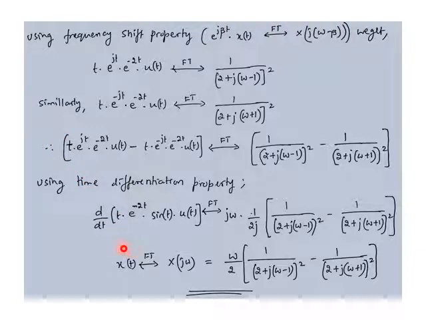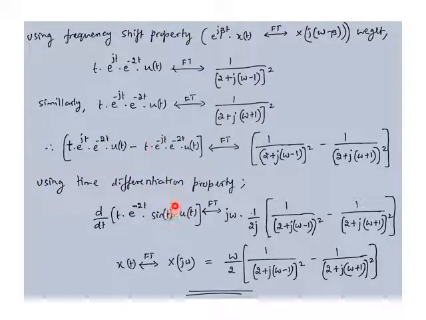So 1 by 2j here. The differentiation will be outside as it is, 1 by 2j, but j omega into 1 by 2j with X of j omega term for the x of t. So this is x of t. After simplification I can get it as the term.